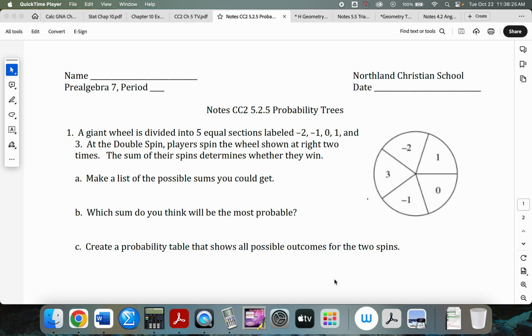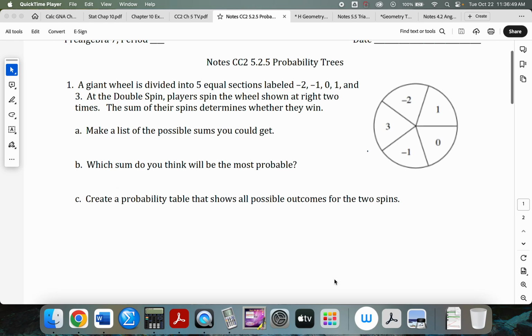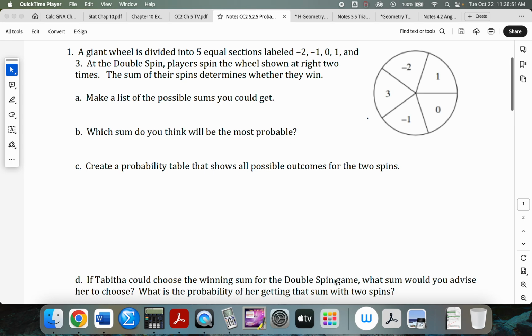Today we're going to learn another way to look at the probabilities, something called a probability tree. We'll still use probability tables, and if you have two events, a probability table is usually the easiest way to do it, at least I think it is. Probability trees are usually used for when you have more than two events. Now this first one is just two events.